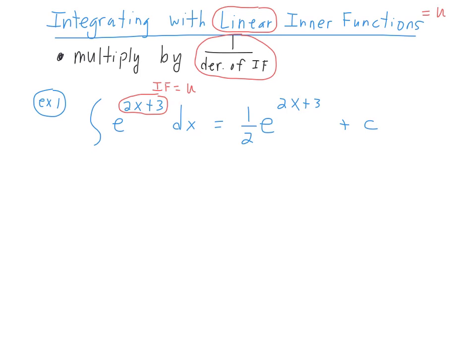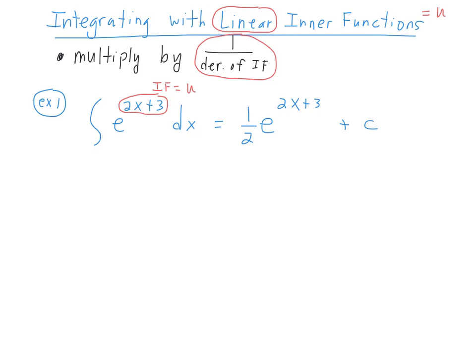And you could mentally check this. If you were to find the derivative of this answer, you get the same thing back that you see there, and then we would have to chain along a 2, and then that 2 would wipe out that 1/2, and it would leave you with just e to the 2x plus 3.